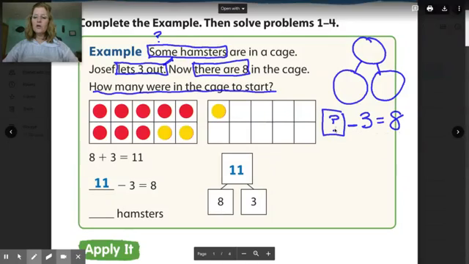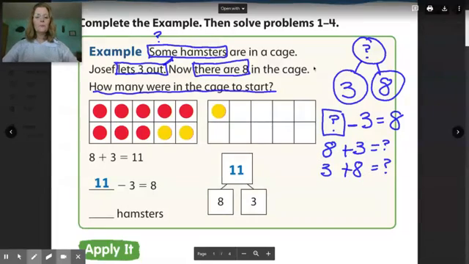So we know when we subtract, we always start with a whole. So this is our mystery number. And if that's our whole, then these must be our parts. So that means part plus part is whole. So that means that 8 plus 3, or 3 plus 8, which is the same, is our answer.